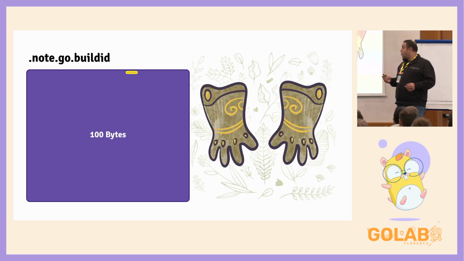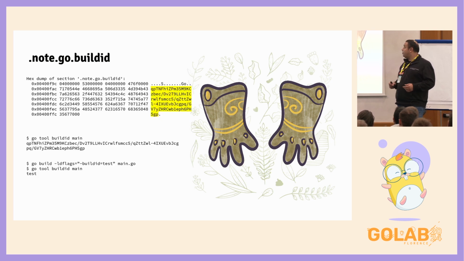Another one is node.go build ID. Again, a very small section. If we go to the binary, this is the whole thing, actually. And you are going to see here an identifier that is generated based on certain things, but basically it's a unique identifier of the build.